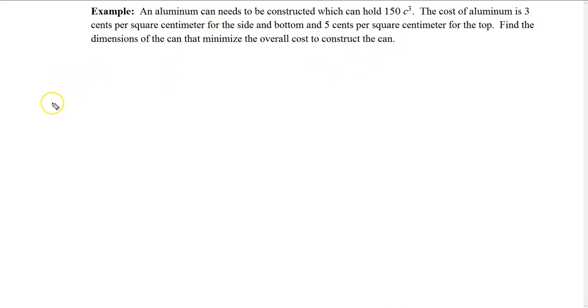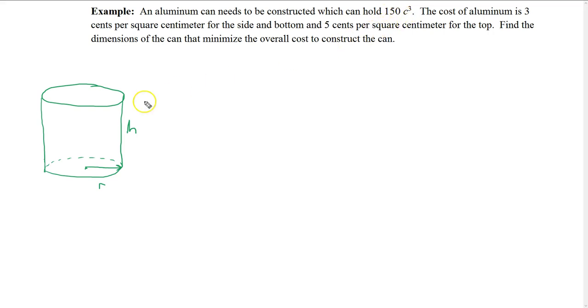So the first thing we want to do is draw a picture. And we'll label the radius of the can right here, we'll call that R. And the height of the can we'll label as H. Alright. Now, looking back at the problem, we want to find the dimensions of the can that minimize the overall cost to construct the can. We're also given that the can is supposed to hold 150 cubic centimeters.